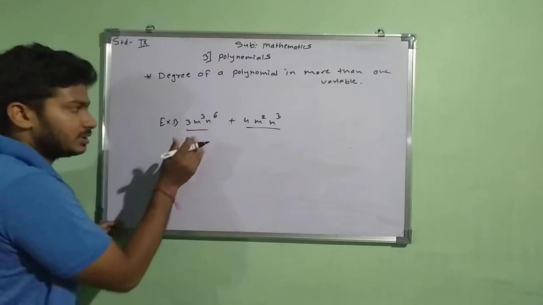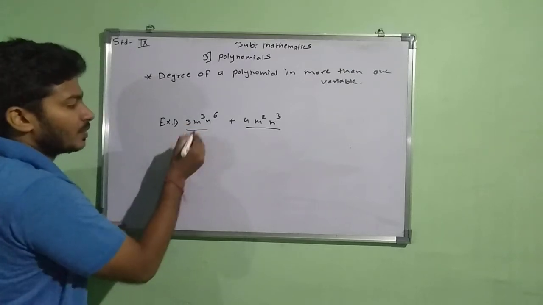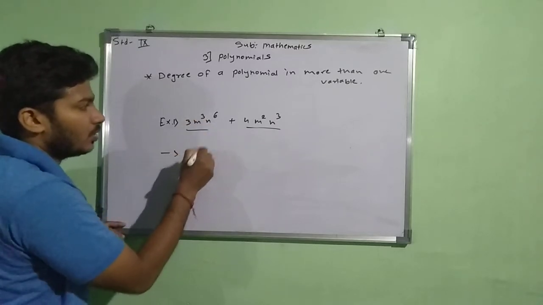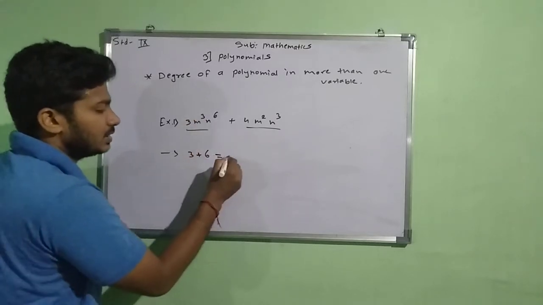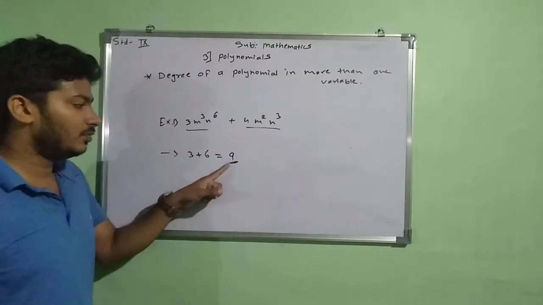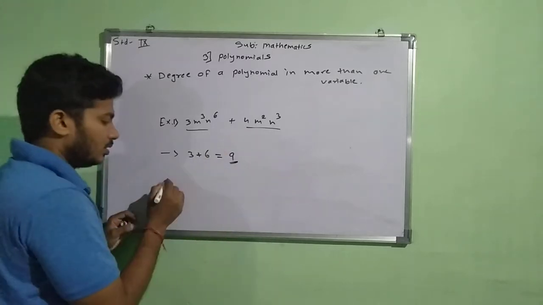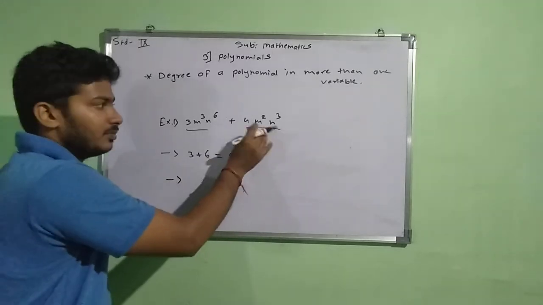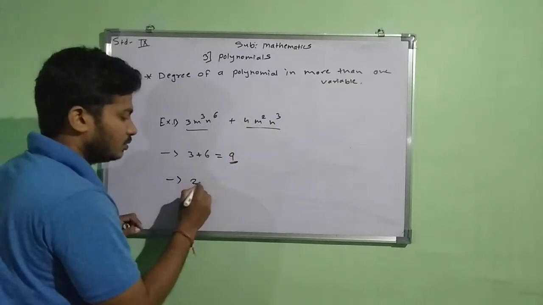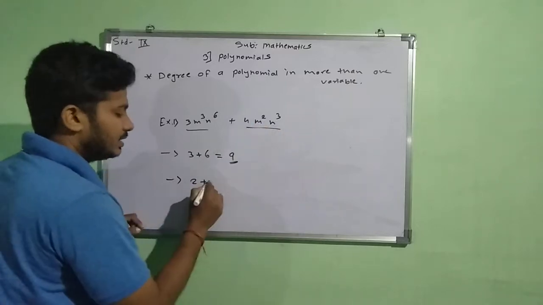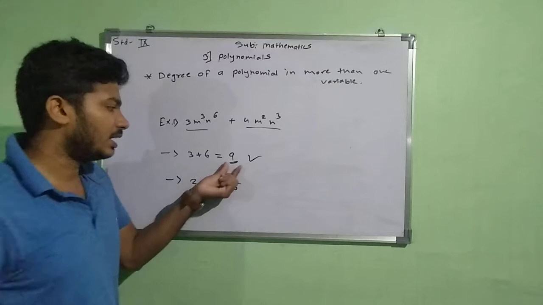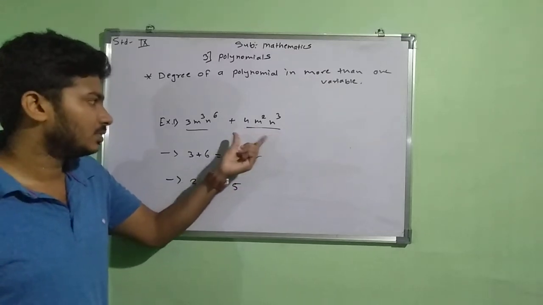If you carefully look at the first term, here we have m cube, and the power of m is 3. And the power of n is 6. That means 6 plus 3 will be 9. That means for the first term we are getting the power as 9. And for the second term, 4m square n cube, the power of m is 2 plus the power of n is 3. So 2 plus 3 will be 5. Which one is higher? That 9 is higher. So this is the highest power, and so the degree of the polynomial.